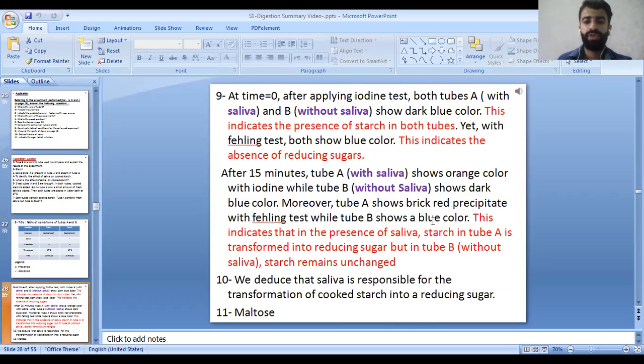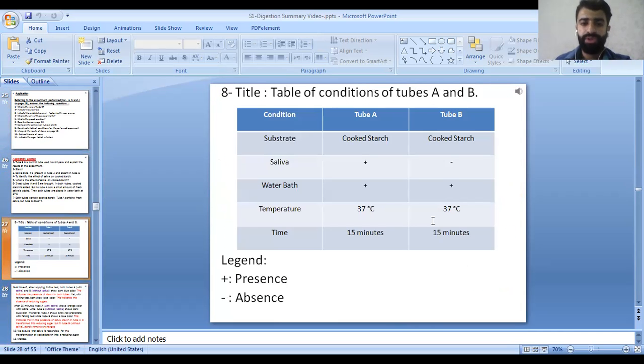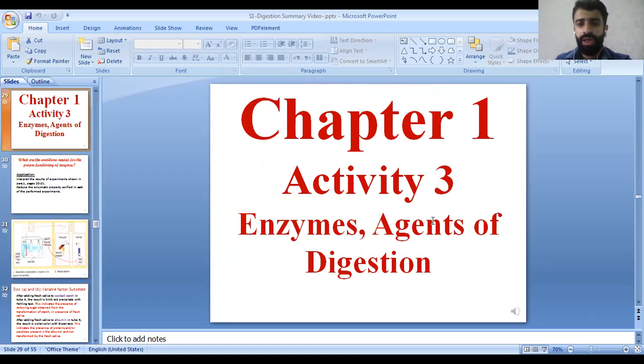For the table of conditions, you have to go with what they contain: substrate, saliva, water bath, temperature, time, and if they want the result, you have to add the result. In the legend, plus means presence and minus means absence.